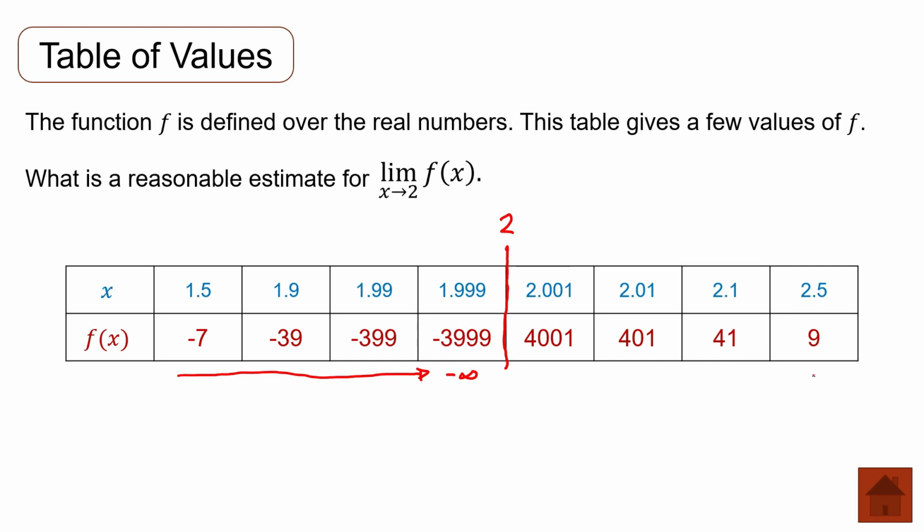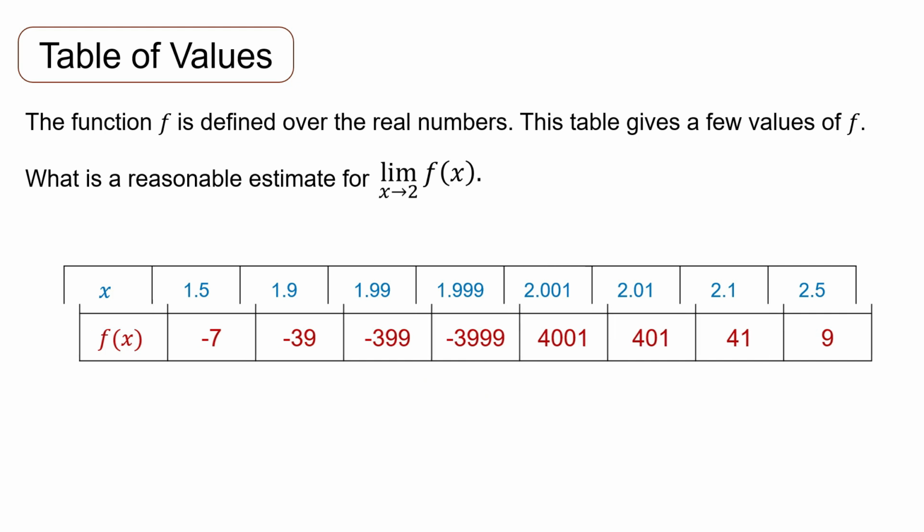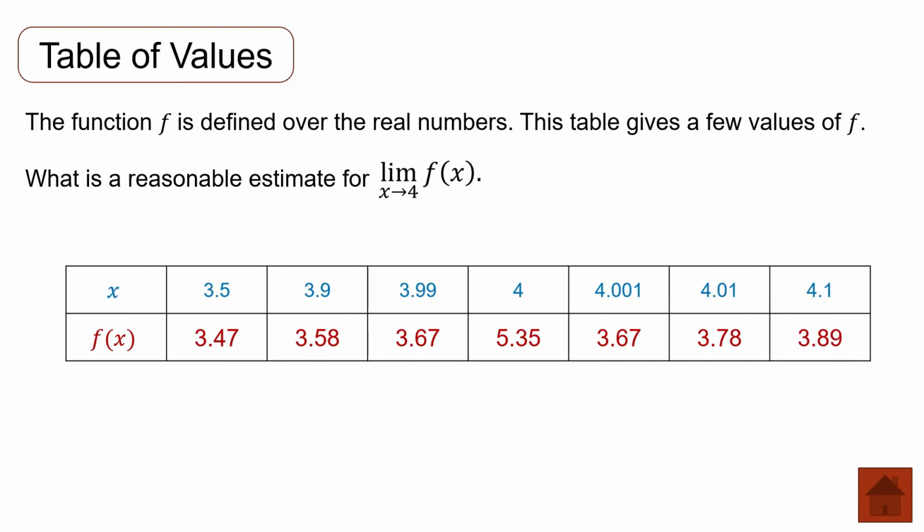And then on the right side, from 401, 4001, it's really becoming a big number, and it's not approaching a certain number, it's approaching positive infinity, and they are not equal. If you see that kind of pattern, the limit does not exist. They're not equal. Okay? All right.